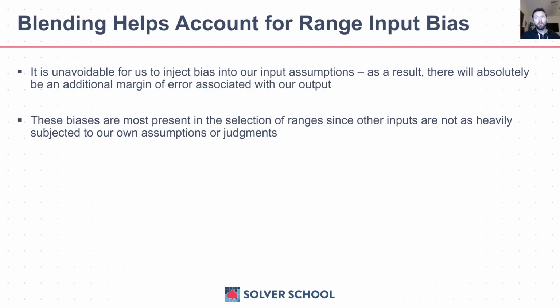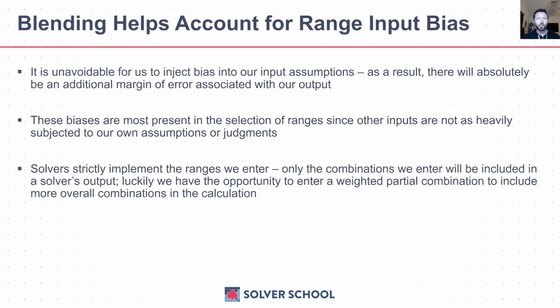These biases are most present in the selection of our ranges because our other inputs are just not as heavily subjected to our judgments. When we are entering bet sizes, yeah, we do have some judgments that we're making, but a lot of times those are grounded in the parameters of the actual gameplay. Whereas with ranges, we have to make a lot of decisions. We ultimately have to choose 1,326 different combinations, and at what frequency each one of those combinations is present in a particular range. There's just an infinite number of ways in which we can construct that overall range, and we're just not going to be perfectly accurate.